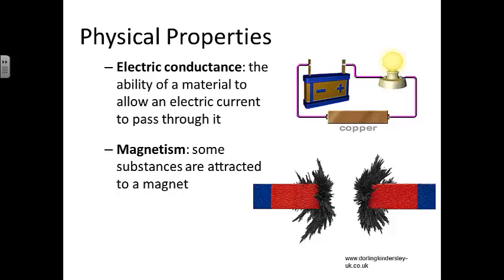Some substances will conduct electricity. Steel does conduct electricity, so the light bulb is lit up. But things like wood and glass do not conduct electricity, so the light bulb went off with those, whereas it comes on when steel or copper or some other metal is used to complete the circuit. Other physical properties include magnetism. Some substances are attracted to a magnet. We can see iron filings that are attracted to the ends of these magnets.